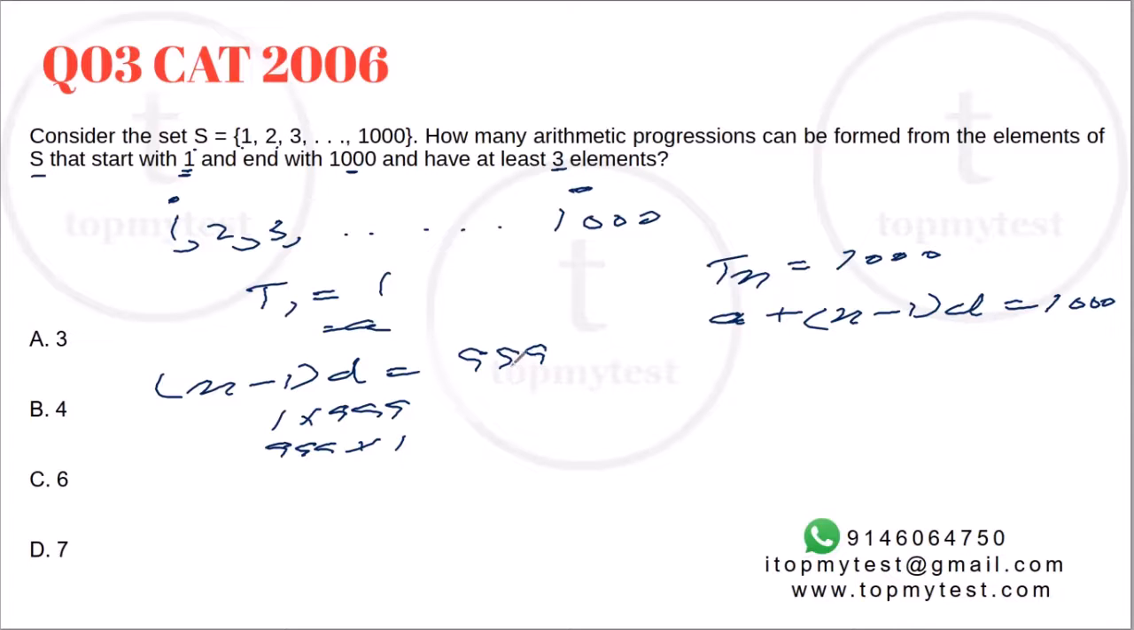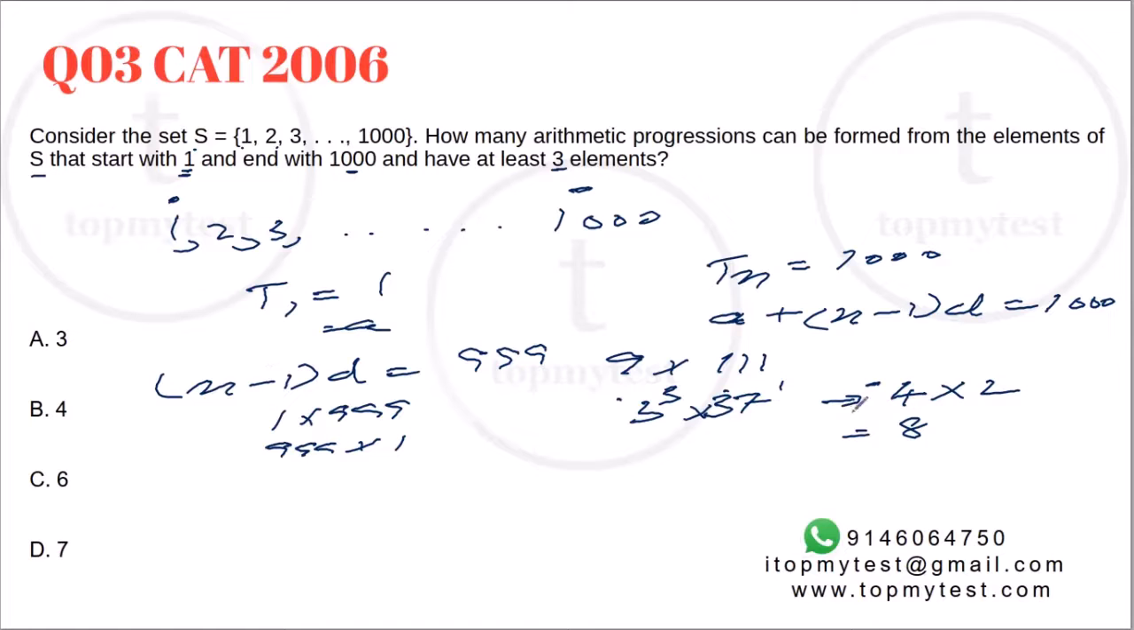So let's figure out how many factors are there. How many factors of 999 are there? So I can factorize it as 9 into 111. 111 is 3 into 37. And 3 into 9 is 3 cube. 37 is a prime number. So 3 cube into 37 to the power 1. So the number of factors will be 3 plus 1, 4, into 1 plus 1, 2. So that will be 8 factors.